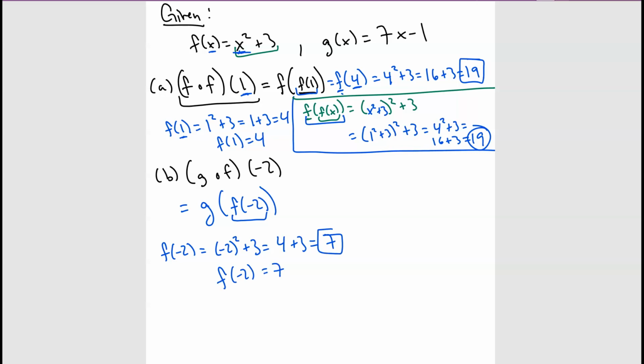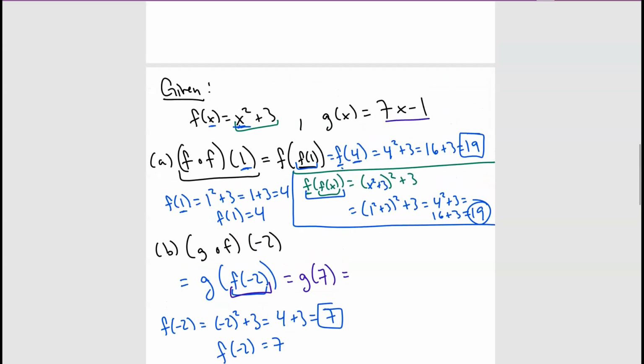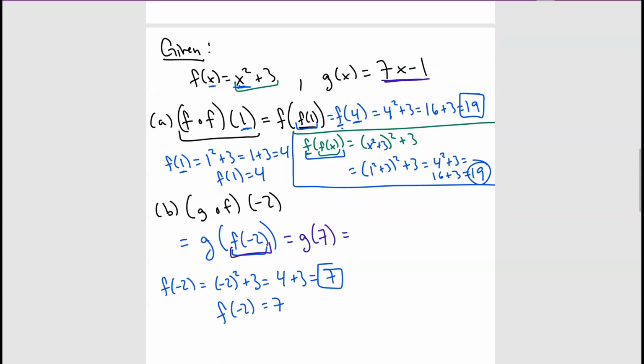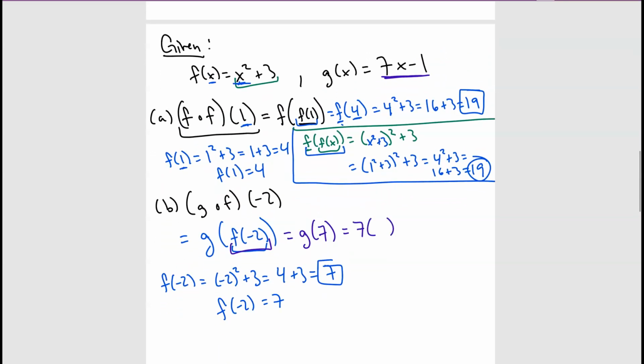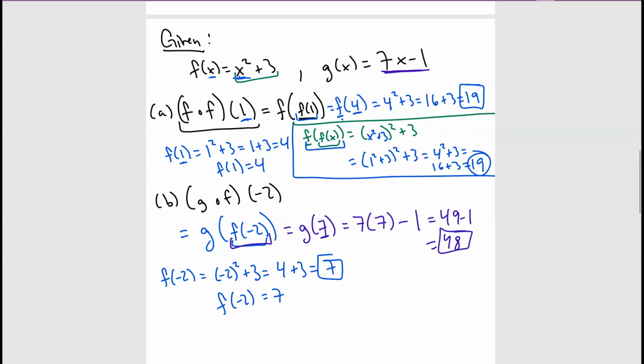So now that I know what that is, I'm just going to plug that in here, because this thing is just g of 7. Now I'm going to plug in 7 wherever x is on the g function. So this is going to be 7 times 7 minus 1. This gives me 49 minus 1, which gives me 48. Okay? And that's all there really is to these function compositions. Not too terrible, hopefully.